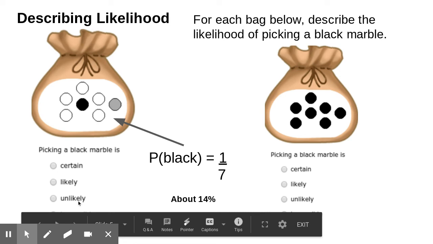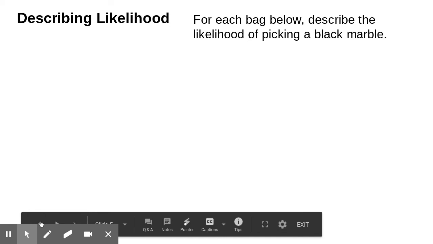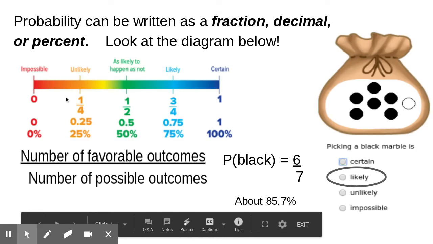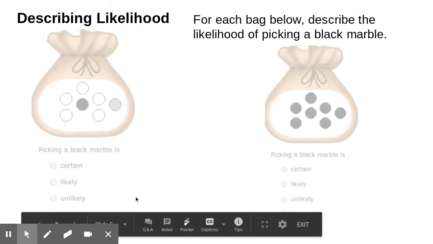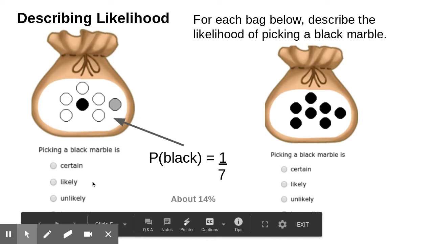So if you go back, we can go back to this diagram here. The 14% chance looks like it comes in the unlikely category. Okay, so a 14% chance is unlikely to happen. So the probability of getting a black here is unlikely. Now let's look at the other one here.